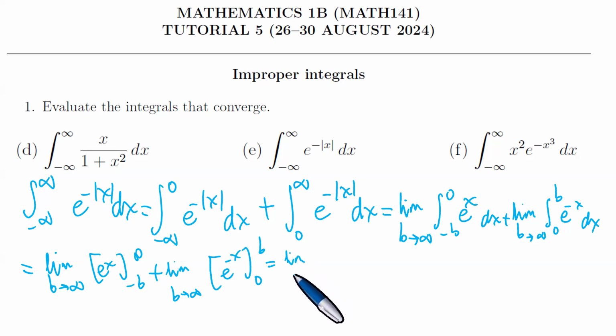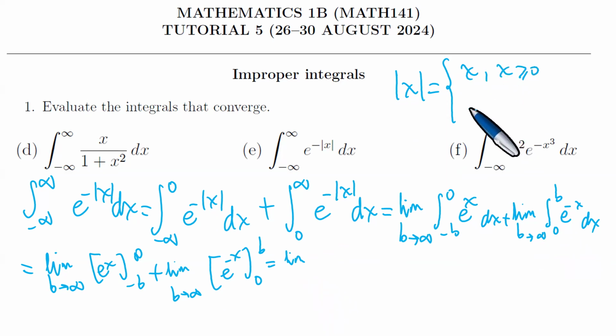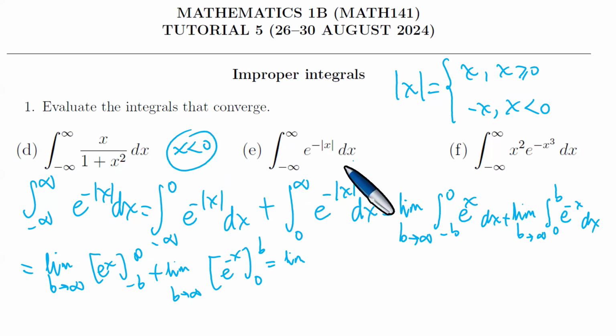Yes, please. Can you please explain how you got the absolute value of the negative x? Like, how did you get e to the power of x, and then the other one got e to the power of negative x? Okay, yeah, because the definition of the absolute value is such that the absolute value is x whenever x is greater or equal to 0, it is minus x whenever x is negative. So the absolute value depends on the sign of x. Whenever you are integrating between minus infinity and 0, it means that x is negative, but here it means x is positive.